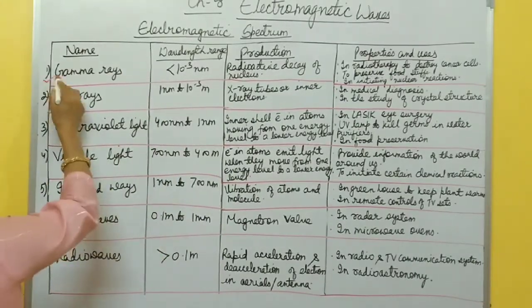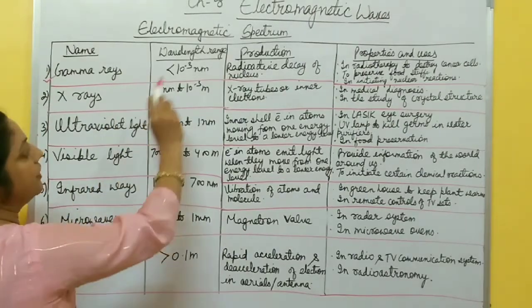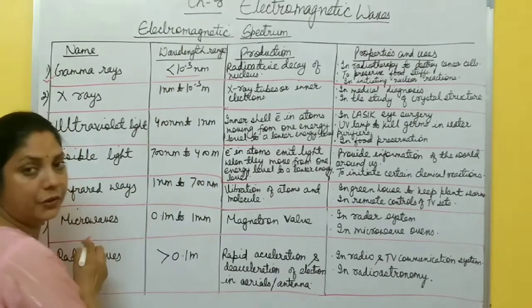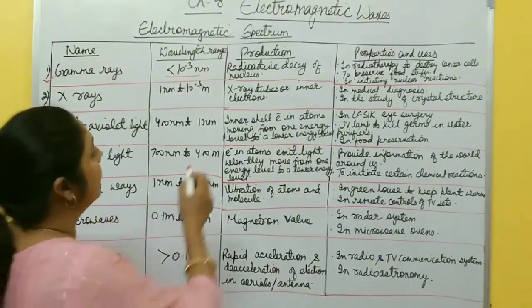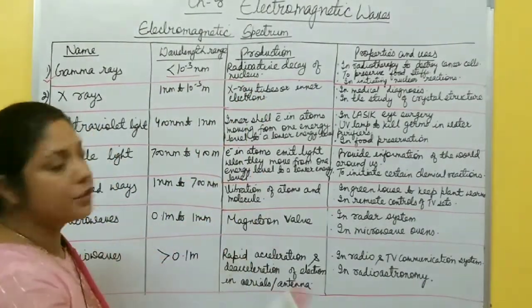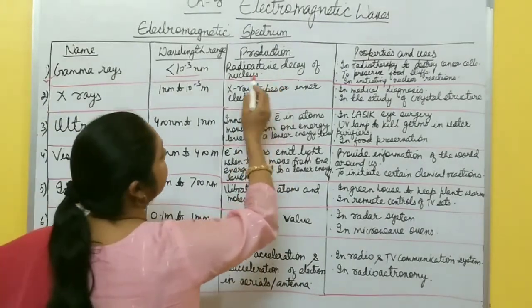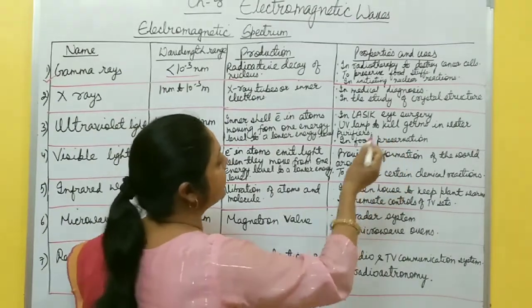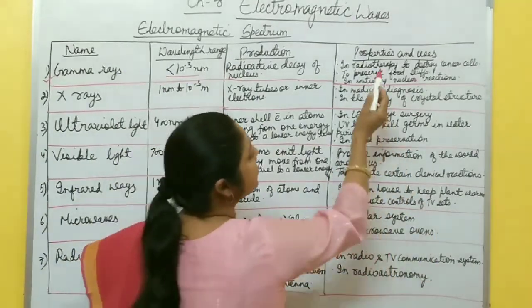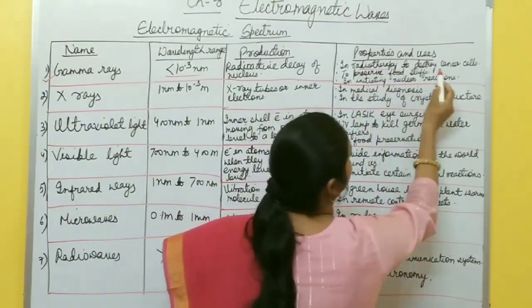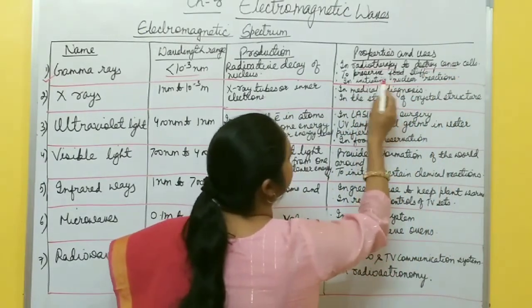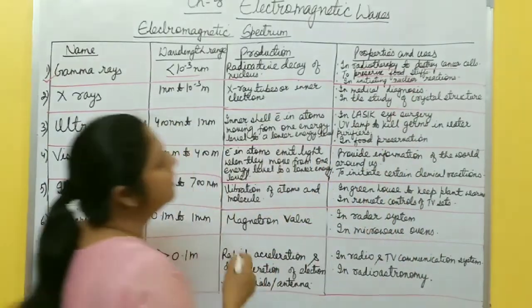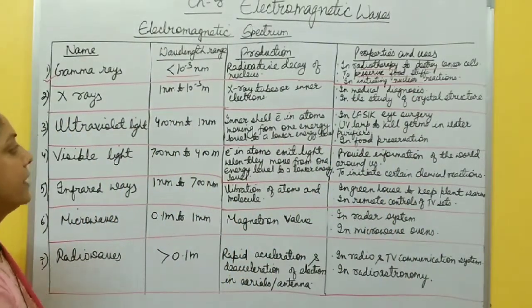First one is gamma rays. Gamma rays wavelength range is less than 10 to the power minus 3 nanometer. You must revise these things, right? Its production: it is produced by the radioactive decay of nucleus. Its properties and uses: due to their high energy, it is used in radiotherapy to destroy cancer cells. It is used to preserve food stuffs and also in initiating nuclear reactions. These are its uses and properties, right?